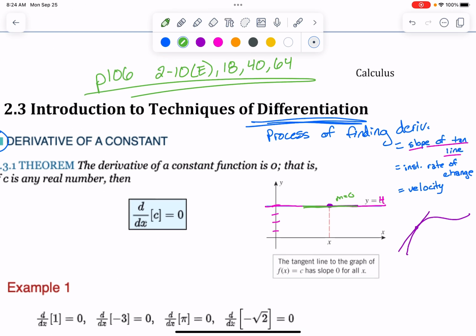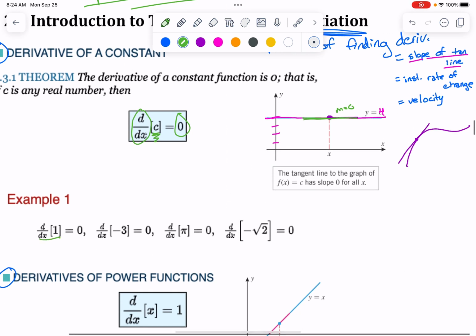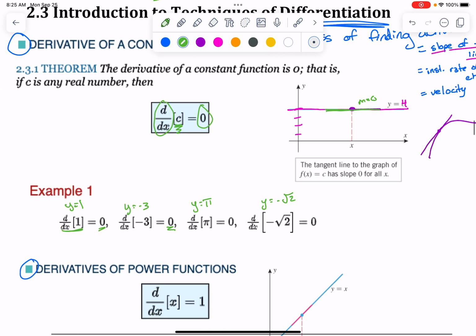Okay, so the rule over here says that whenever you're taking the derivative of a constant number, it's 0. So like example 1, the derivative of 1, this is like y equals 1. So a horizontal line up at 1, its derivative is going to be 0. A horizontal line at -3, its slope is going to be 0. A horizontal line at pi, its slope is going to be 0. A horizontal line at -square root of 2, its slope is going to be 0, because all of those horizontal lines are going to have a horizontal tangent line, and their slopes are going to be 0. So anytime you have a constant function, it just reduces to 0 when you're taking the derivative.